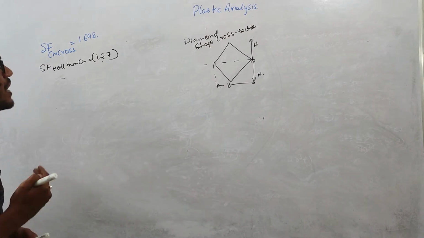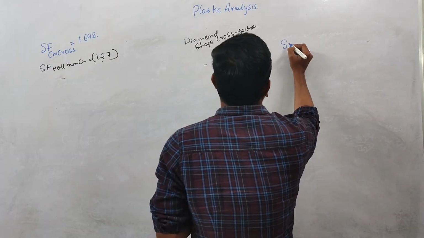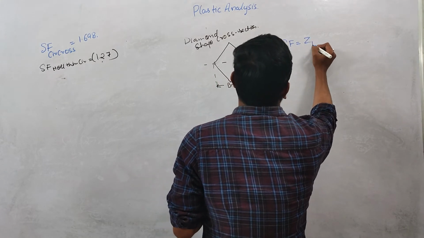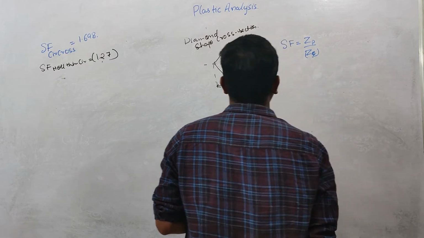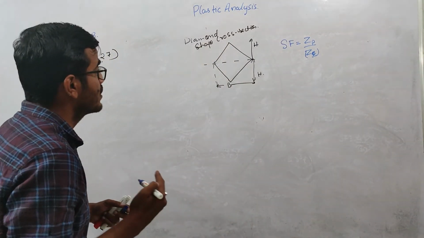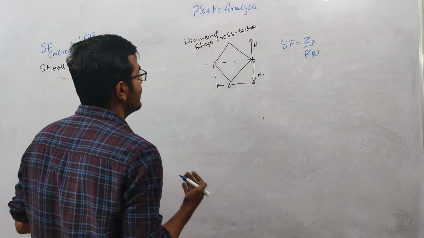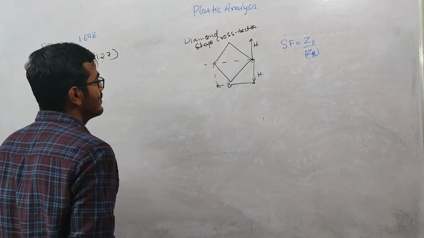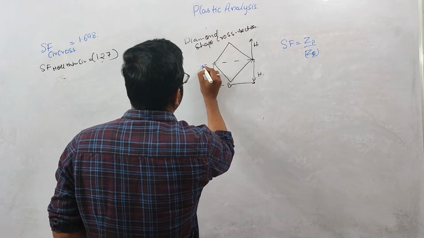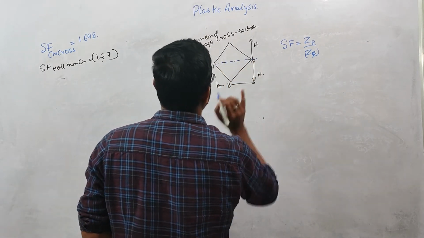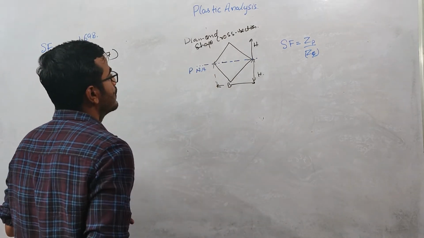So if you want to calculate the shape factor for diamond shape cross section, again we need to calculate the ratio of plastic section modulus to elastic section modulus. Okay, so this cross section is symmetrical about both the axes, so the plastic neutral axis will coincide with the elastic neutral axis, and the plastic neutral axis will divide this cross section area into two equal areas, and it will pass through this axis only, right? So this is our plastic neutral axis.